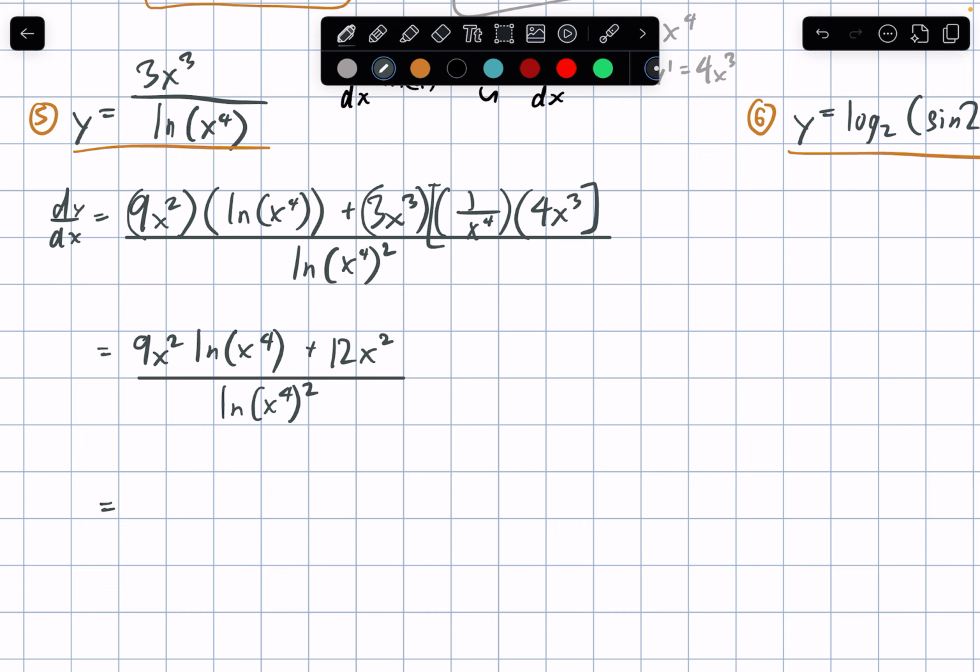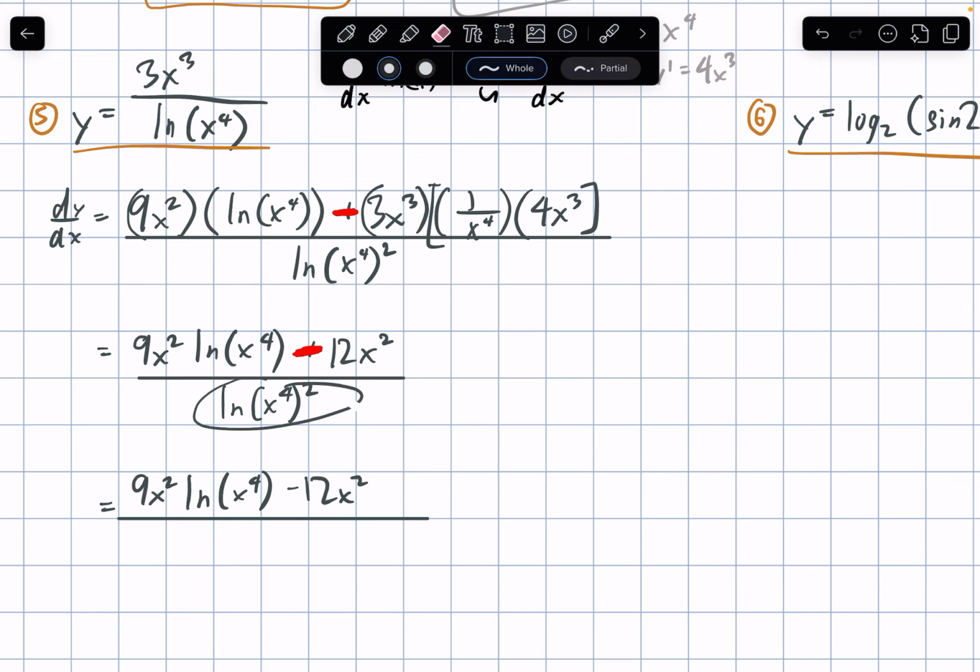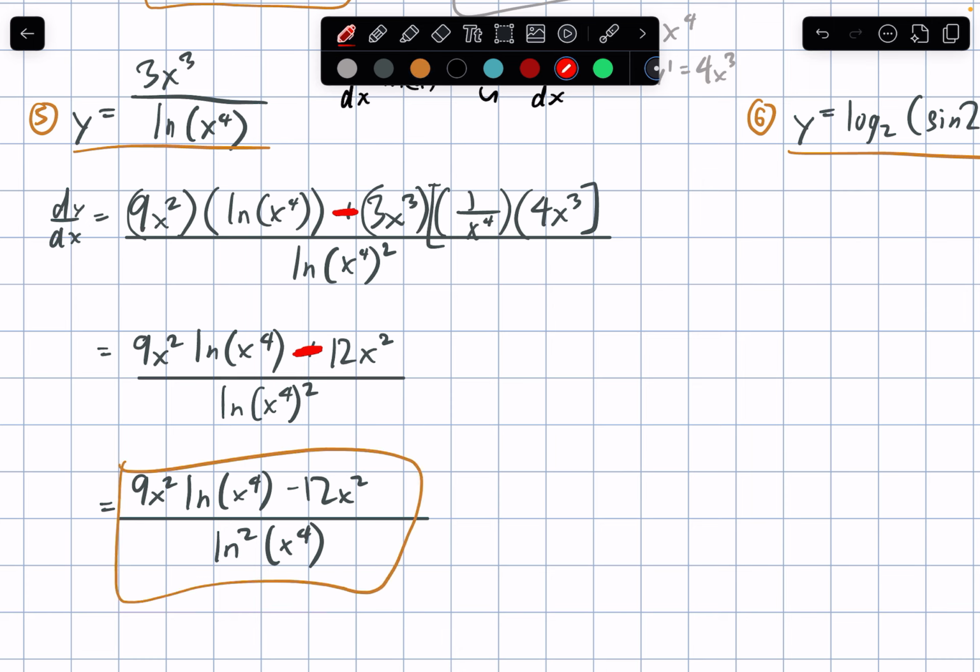So 9x raised to 2 and x raised to 4 minus. This is supposed to be minus. Oh yeah, in quotient rule, always remember it's going to be a minus sign, not a plus sign. My bad. I always make that mistake. So try to avoid it. That's all I have to say. Okay, 9x squared ln x raised to 4 minus 12x raised to 2. This one can be written as ln 2x raised to 4. And this is the final answer. I'll need to highlight this to take note that it is possible. That could actually be done.